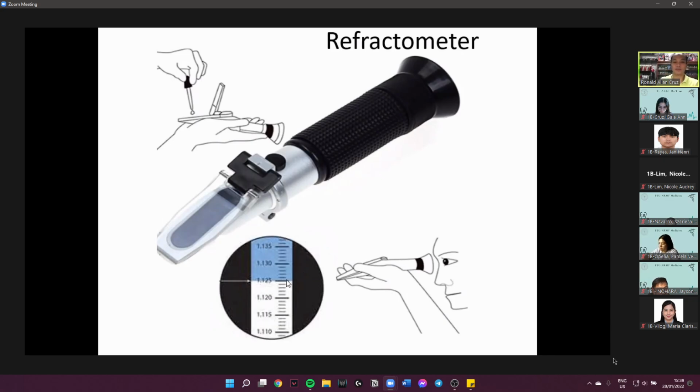Okay, so this is how you read your specific gravity using a refractometer.